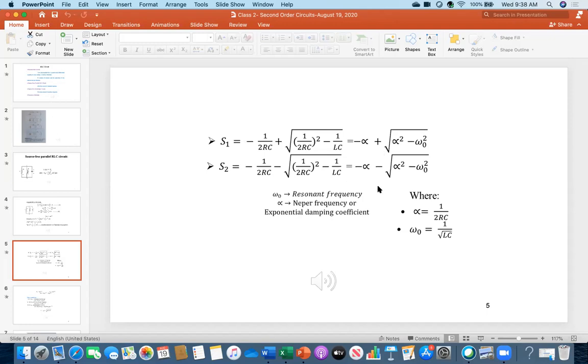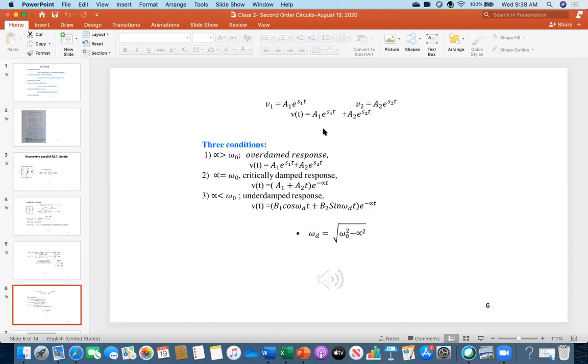So therefore, the solution of V(t) is dependent on S1 and S2, and whether alpha is greater than omega naught or alpha equal to omega naught. Everybody see, if this term is equal to this term, then this cancels. So this becomes 0. Therefore, S1 is just minus alpha, and S2 is minus alpha. But if alpha is less than omega naught, then the problem occurs. It is a complex number. So that's why, according to the value of S1 and S2, there can be three conditions.